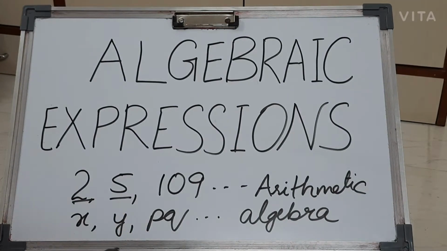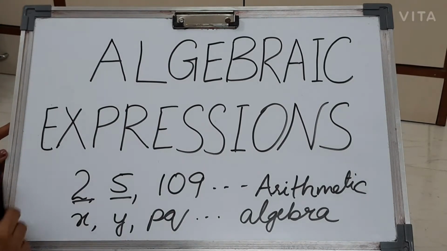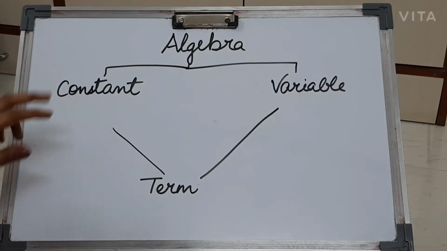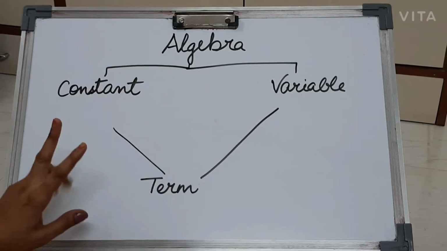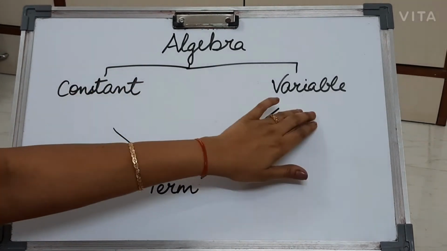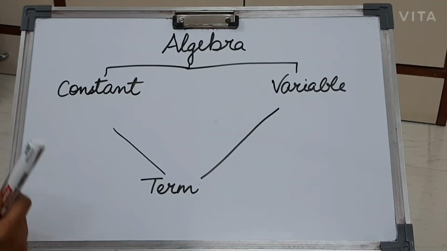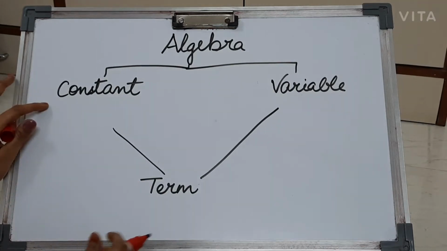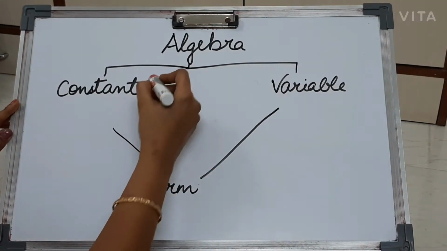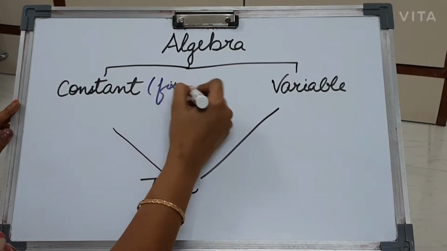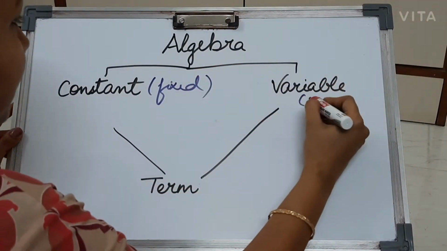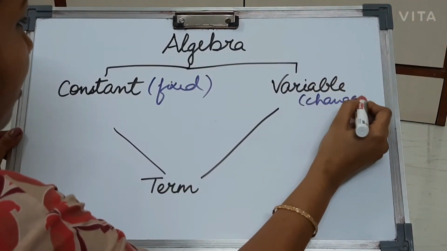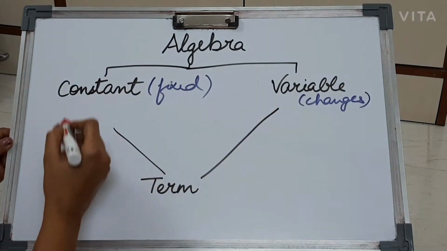Now, before going to the definition of algebraic expression, I would like to explain the basic terminologies associated with it. So let's start with the terms. Algebra consists of two symbols, that is constant and variable. Constant means fixed, and variable means what changes. So this means fixed, and here it means what changes.